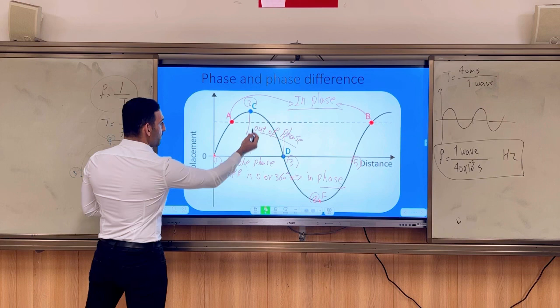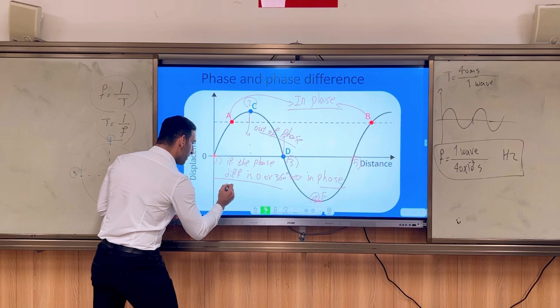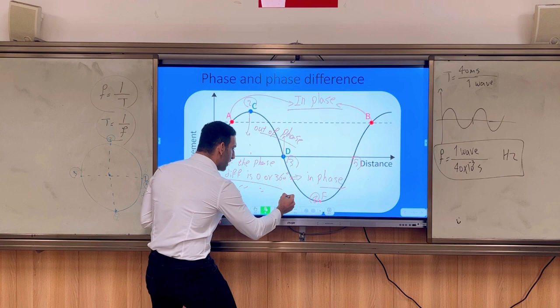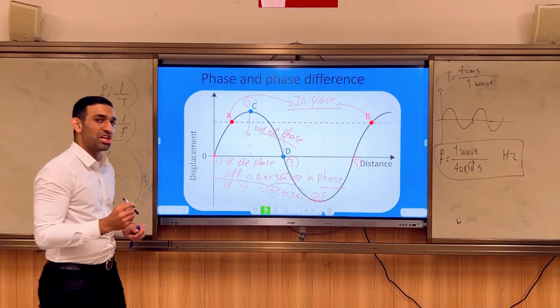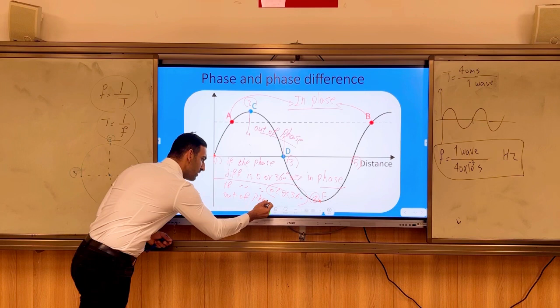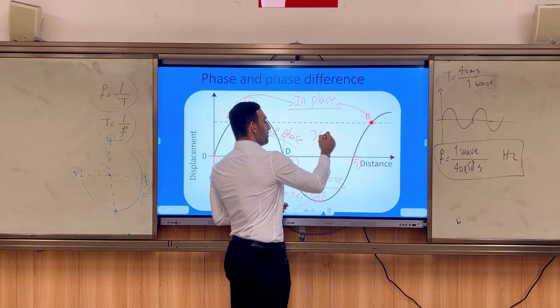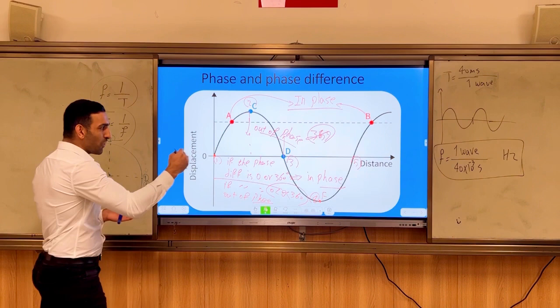90 degrees. But if the phase difference, which I'm going to call phi, is between 0 and 360 degrees, they are out of phase. Doesn't matter. Even 359 degrees, it's still out of phase. It's close to being in phase, but still, it's out of phase based on this equation.